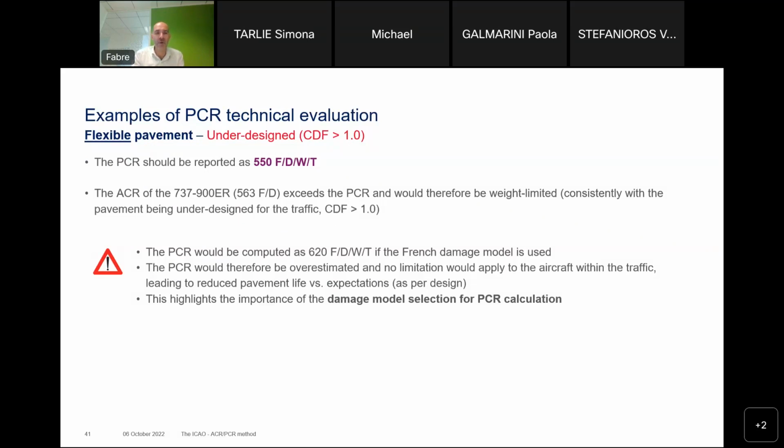So just to highlight the importance of the design parameters, if the PCR had been computed with the French damage models, the French subgrade failure model, the PCR would have been 620 flexible DWT, and therefore we would have an overestimated PCR with no limitation applying to the aircraft. So it means that the limited aircraft, the 737, could be operated without any restriction, with the consequences of pavement life reduction, and possibly pavement defects either at the surface, with a high number of annual departures, also with a damaging effect on the subgrades.